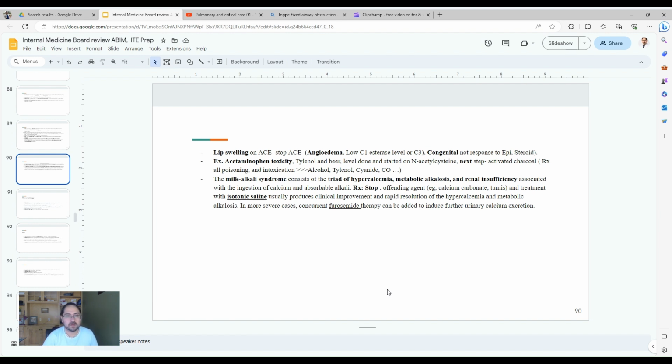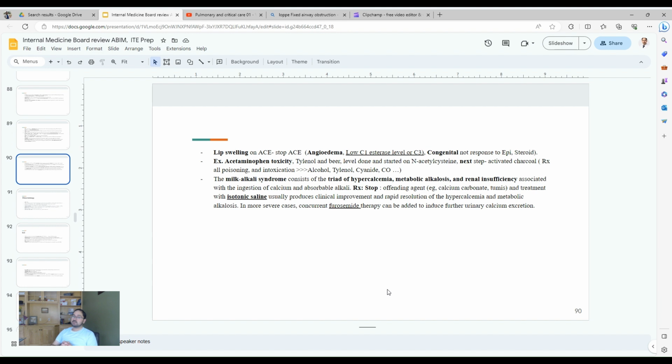Then you may have a question about acetaminophen toxicity. Either they will ask you about the treatment, the use of NAC, testing for the level, or they may say we already started him on NAC, the patient knows it's Tylenol, we are following his level, what next? You also have to give activated charcoal, for all poisons and intoxications, to decrease the GI reabsorption of the toxins.